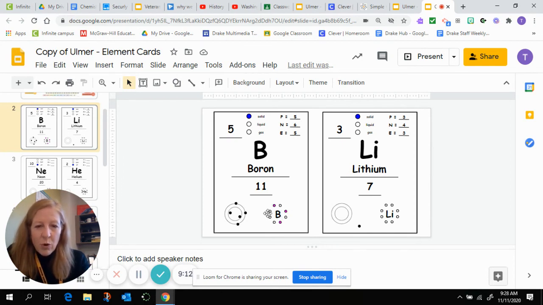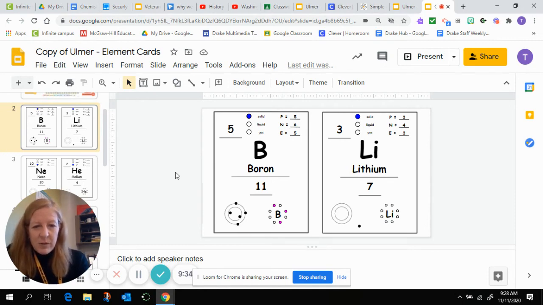This means that boron wants to form 1, 2, 3 bonds with other atoms. And when it forms those 3 bonds, that will allow these electrons to become paired. That makes atoms happy when they have paired valence electrons.